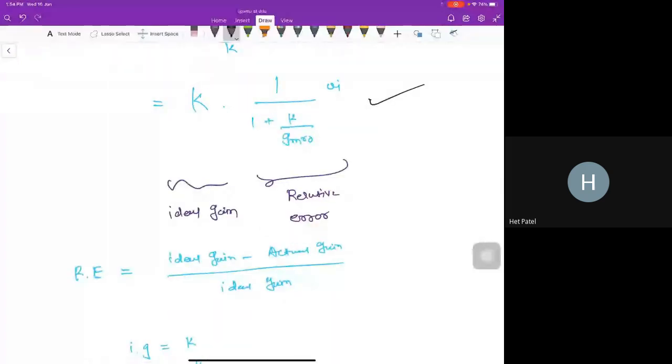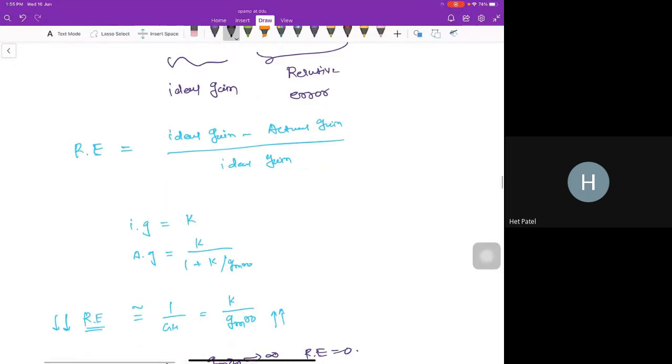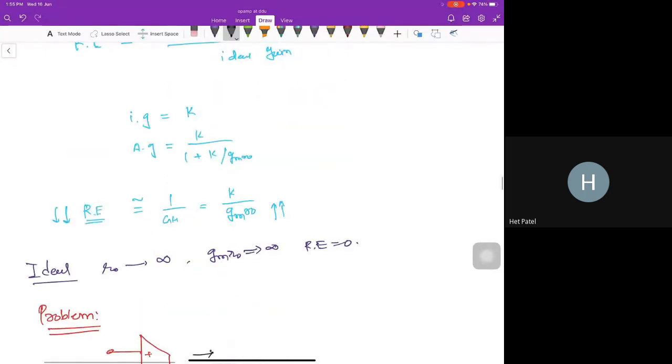So finally, in this expression, the gain is K. I want the ideal gain, meaning V output equal to K into V in, but this term is extra that I am getting. What is this term? Let's find the relative error. Relative error means ideal gain minus actual gain divided by ideal gain. The ideal gain is K, and the actual gain is this. If we calculate the relative error, you will get approximately 1 by GH, which is basically K divided by GM into R0.